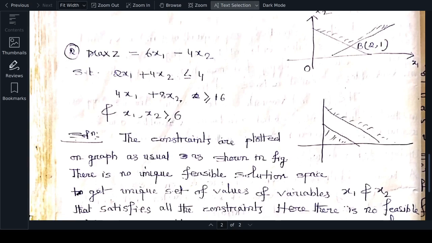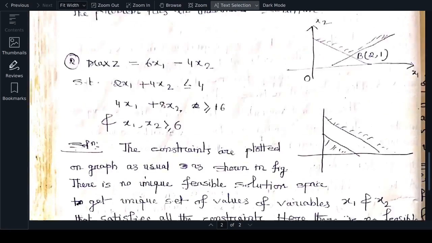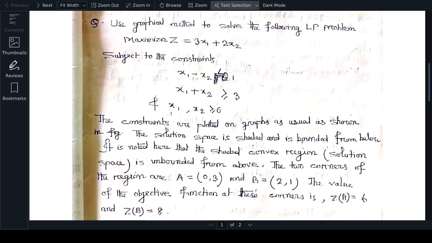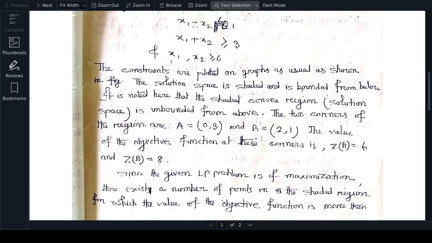Omlan, graphically can we solve? I think yes, sir. Why can we solve? When can we not solve?